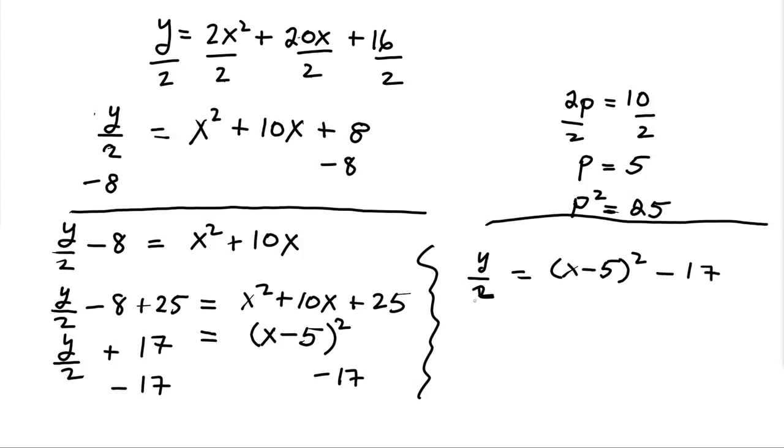And then I need y by itself, so I now have to multiply by 2, right? At the beginning, I had to divide by 2 to get it over here, so to move it back, I have to multiply. So I multiply this whole thing by 2. I get y on that side, 2 times this, and 2 times this. And that is my vertex form. So now again, I can read my vertex off: 5 comma negative 34.